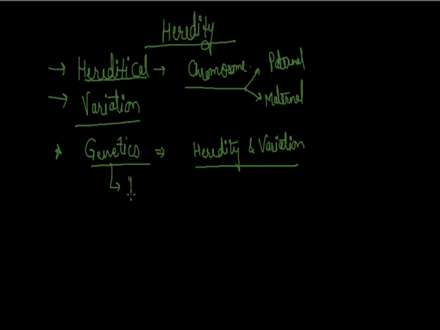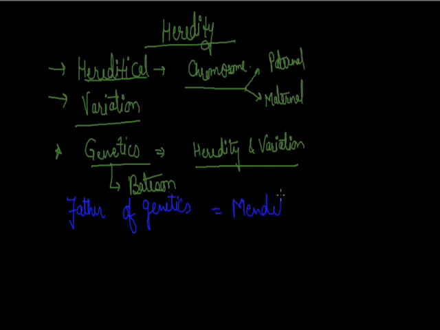The word genetics was given by Bateson. Earlier, a scientist did a lot of work in genetics and is honored as the father of genetics. So the father of genetics is Gregor Johann Mendel, and the father of modern genetics, who did work apart from Mendel or Mendelism, is Bateson.